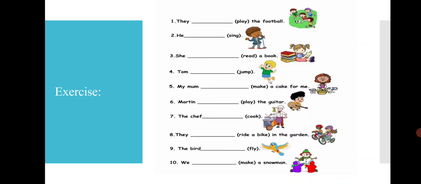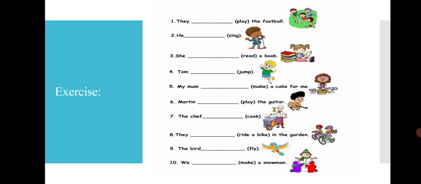The chef dash cook. The chef cooks is an example for simple present tense. The chef is cooking is an example for continuous tense. The chef has cooked is an example for perfect tense. The chef has been cooking is an example for present perfect continuous tense.